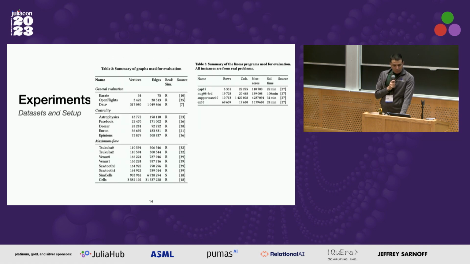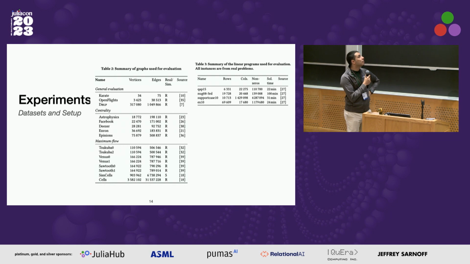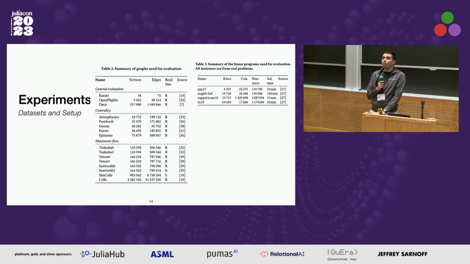Good. All right. So for the experiments, what we did was we found a bunch of benchmark data sets, right, for betweenness centrality, maximum flow, and linear programming. And you can see the scale that we tested on, from a few thousand nodes up to about 3 million, right? And importantly, these data sets are real, right? So they have noise.